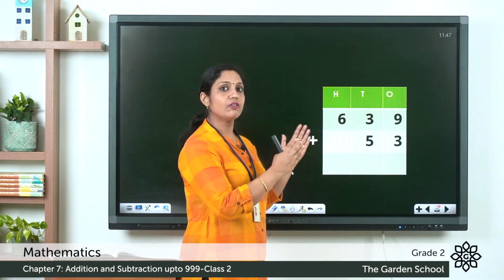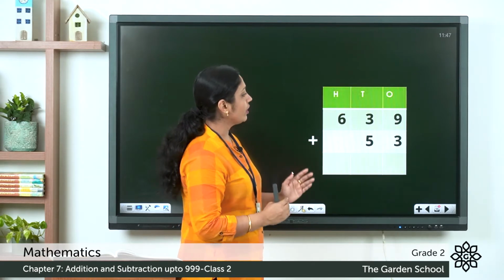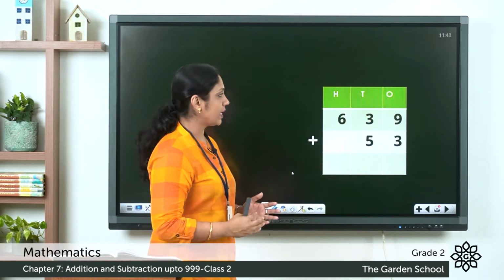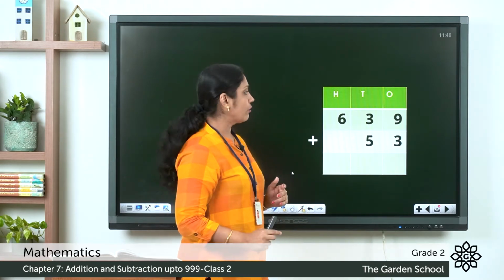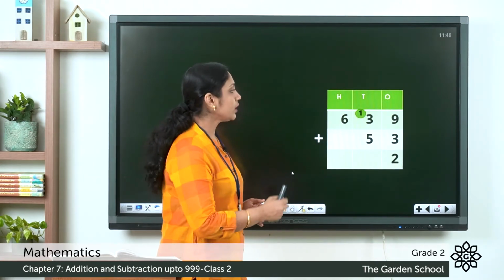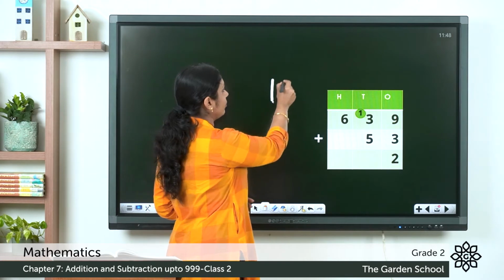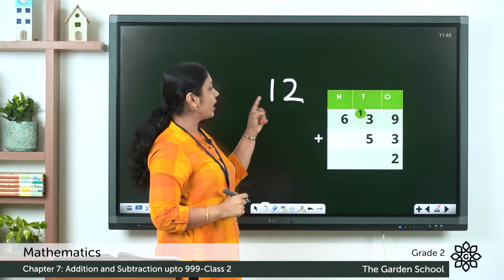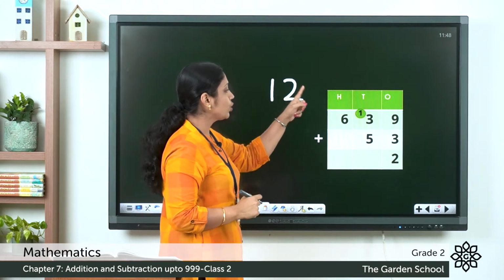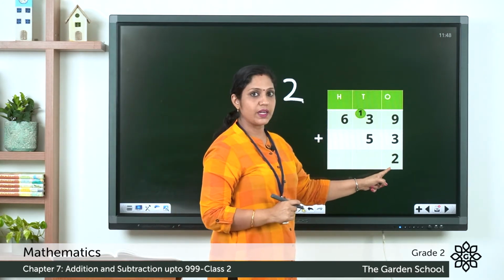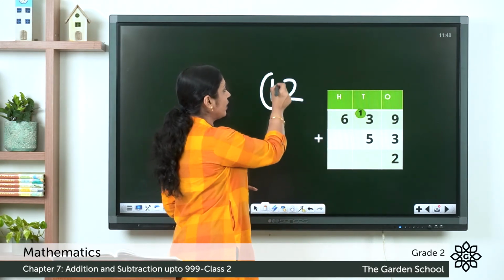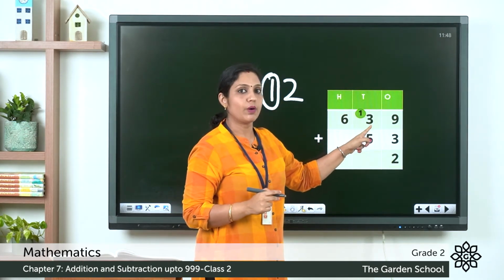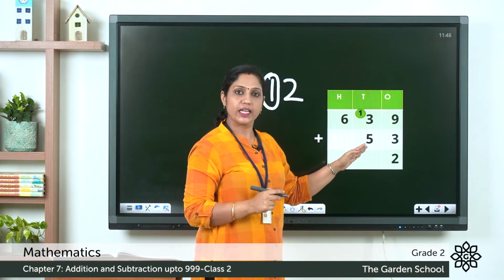We'll add the ones position first. We have 9 plus 3. How much is 9 plus 3? It is 12. So what do we have to do? Because 12 is a 2-digit number, 2 comes in the ones place and 1 comes in the tens place. So that 2, we'll write under the ones place, and this 1 we will carry over to the tens place. And we have to add this number also with the other numbers in the tens place.